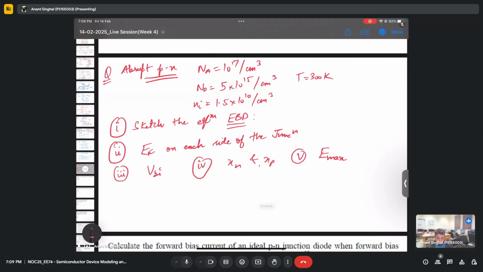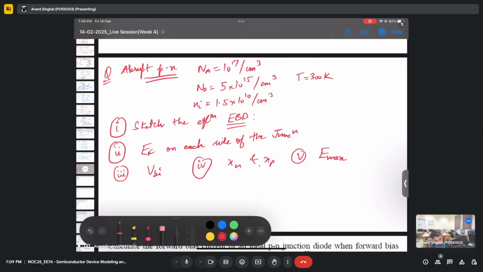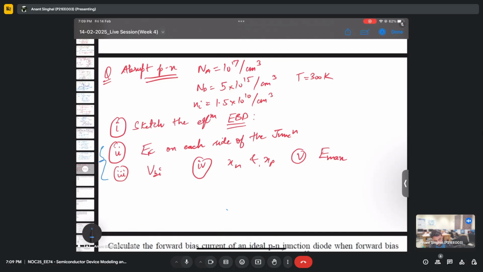So are you willing to try it on your own? Try to do the easier part first. Maybe these parts are easy, then you can sketch. Are you trying or should I? I'm doing it.